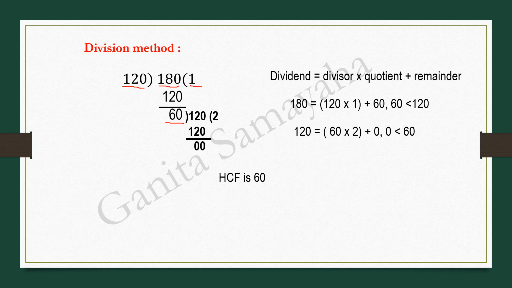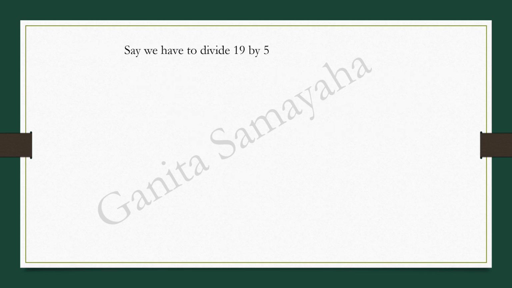Is it clear, children? So this is the other method that we can use. Let us understand a little more about this by taking one more example. Say we have to divide 19 by 5. So 19 and 5 are the numbers that are given to you. Now using these numbers, which will be the dividend? 19. The bigger number will be the dividend and the other number will be the divisor. So using this format, dividend is equal to divisor into quotient plus remainder.